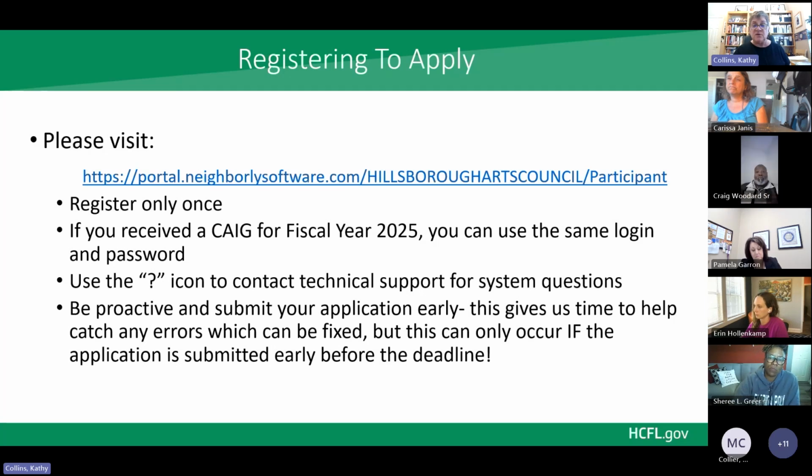And likewise, if you are working on your application and you have a question about something, please feel free to reach out. I am more than happy to go over something with you and try to help you. I can't tell you how to prepare your grant application, but I can guide you in the right direction if you're looking for something that you need to add.